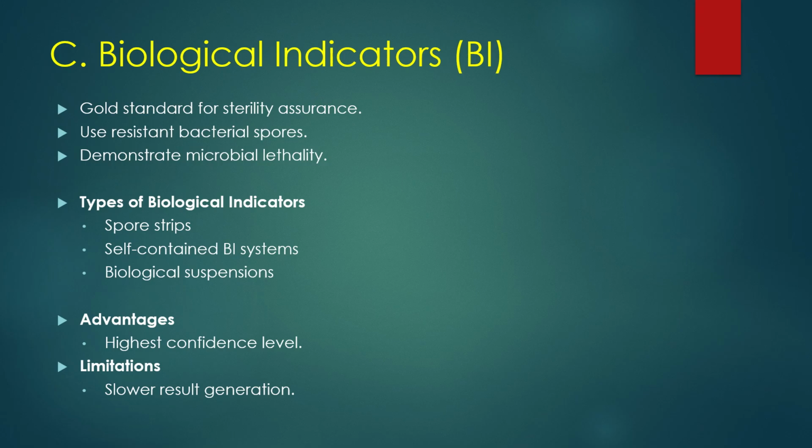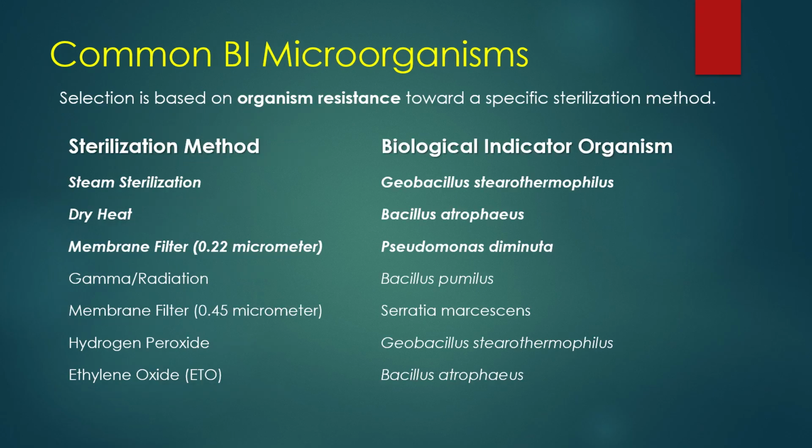Let's see biological indicators. Biological indicators are considered the gold standard for sterility assurance because they use highly resistant bacterial spores to demonstrate microbial lethality during sterilization. Common types include spore strips, self-contained BI systems, and biological suspensions. Biological indicators provide the highest level of confidence in sterilization effectiveness. However, their major limitation is the slowest generation of results compared to physical and chemical indicators.